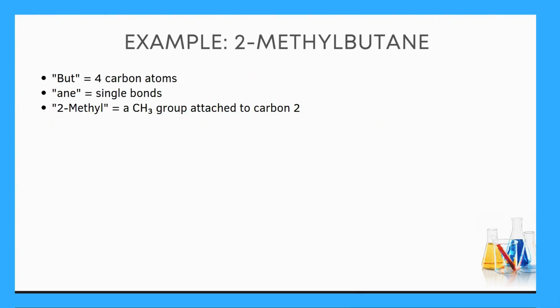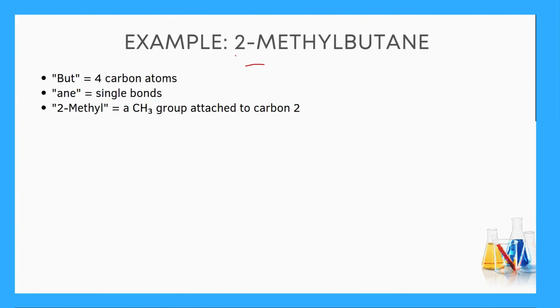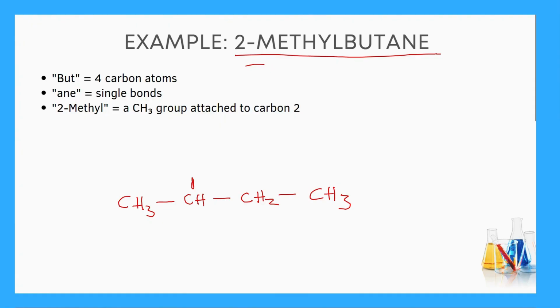We have this example that says 2-methyl-butane. How did we come up with this name? Let me draw the structure first of all. 2-methyl-butane has this structure: CH3, CH, CH, and then CH3. 4 carbon atoms. Okay? And then this is the substituent CH3.